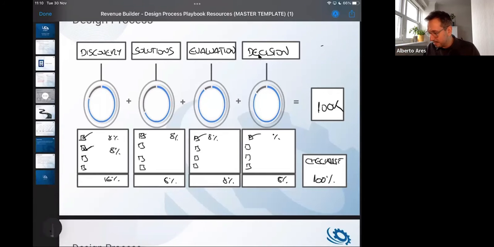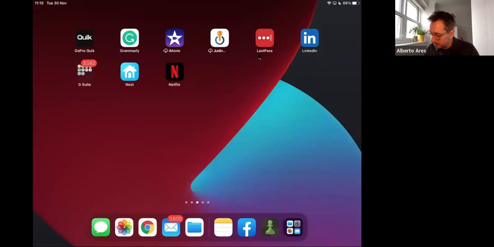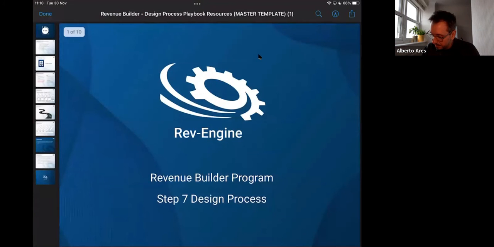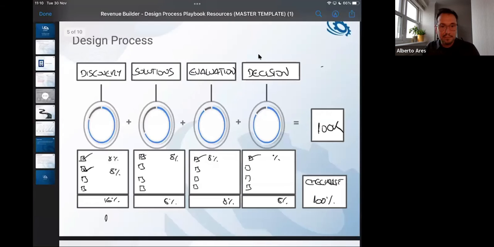And then if the deal is 100K, obviously, if you've completed 16% of that, the value of the pipeline will be 16K, right? So that's going to give us a more accurate and specific way of measuring that progress.